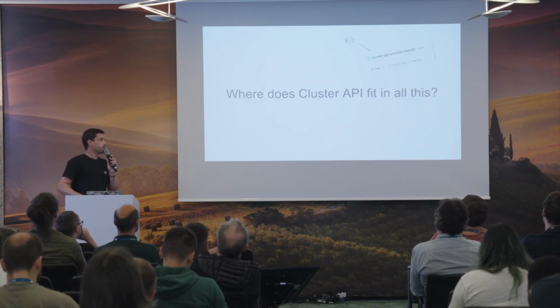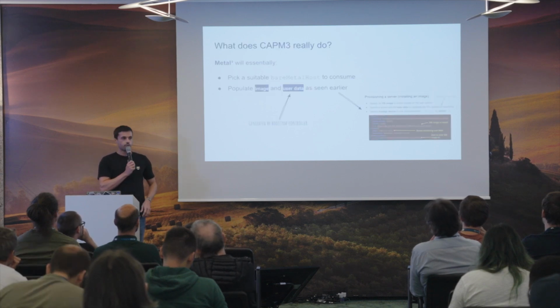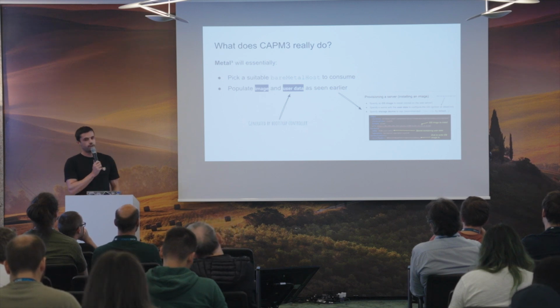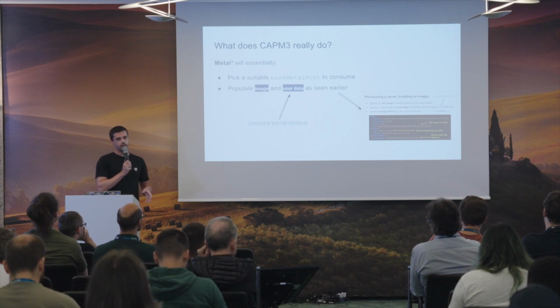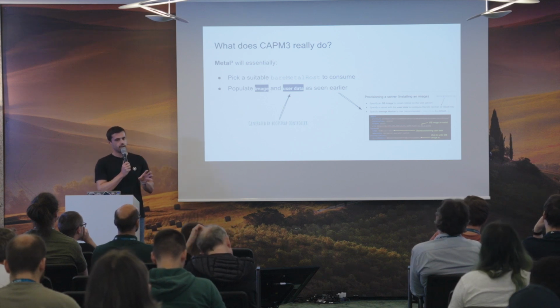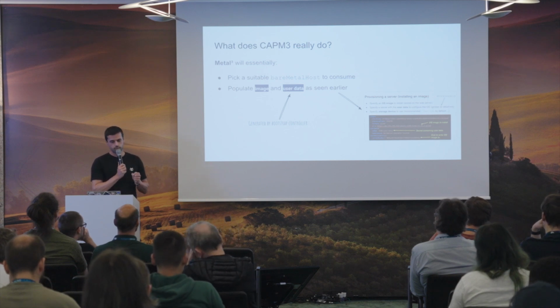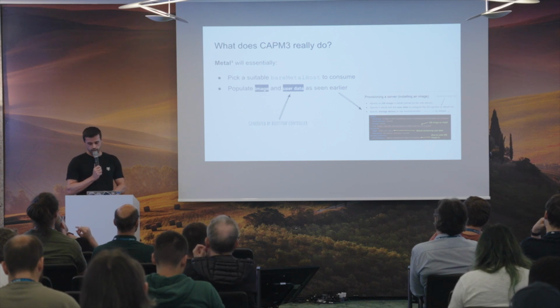So for Cluster API, we only have the Metal3 provider. And that Metal3 provider is going to do what we just did. So it's going to pick a suitable bare metal host CR. It's going to look for the available CRs, and we can have specific labels and filters and targets to target specific physical servers with different properties from each other. And it will populate an image and user data.